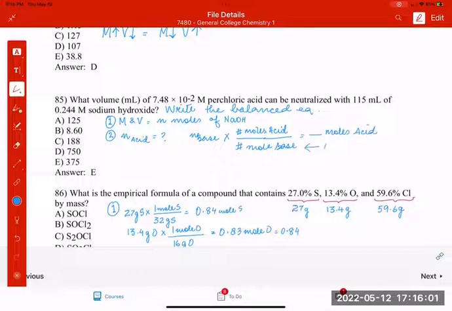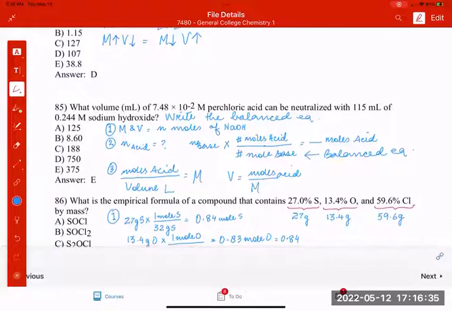So that comes from the balanced equation. Okay, once you get the moles of the acid, put that over the volume in liters. You have to convert it into liters, and that gives you the molarity. But in this case, you need to find the volume. So volume is equal to the number of moles of the acid over the molarity of the acid that is given. Okay, so this is what you will do.